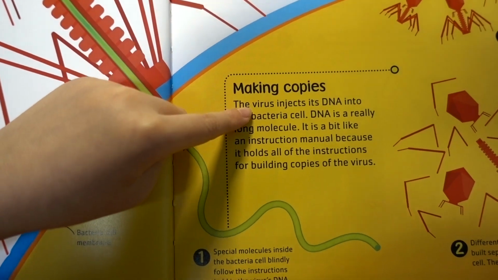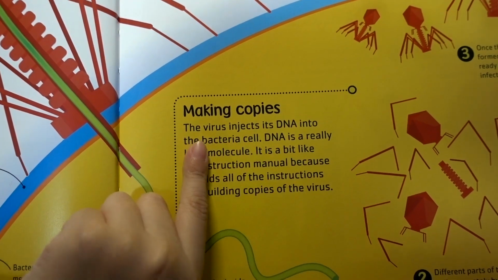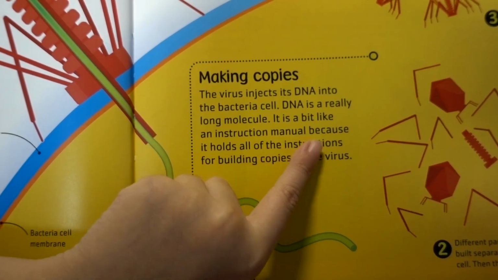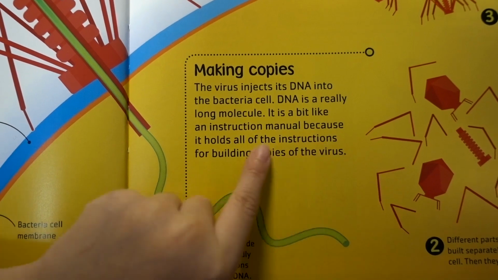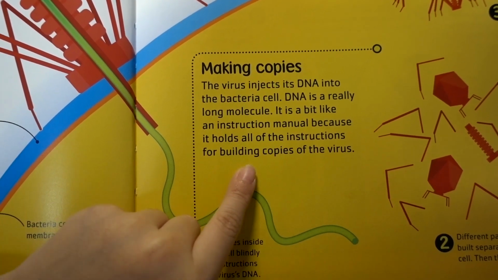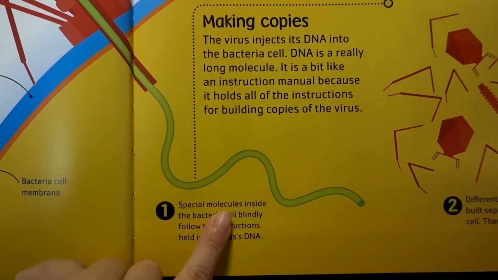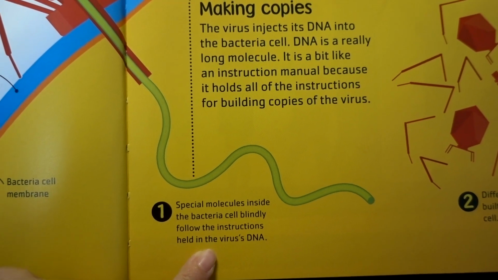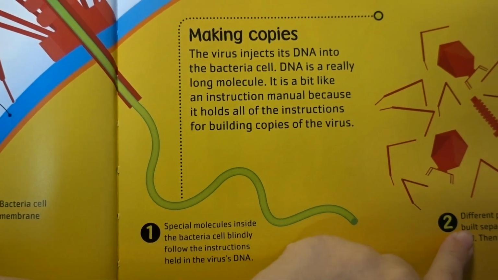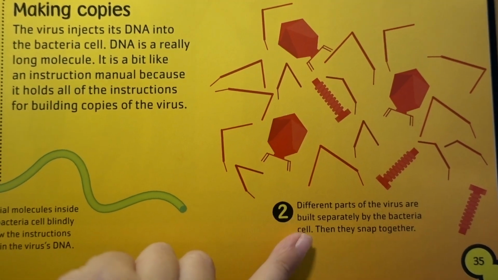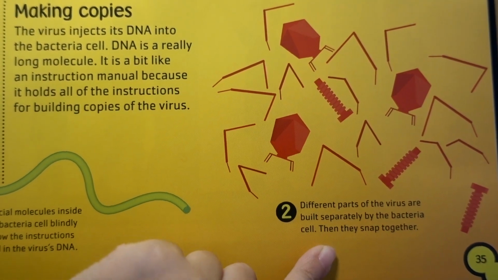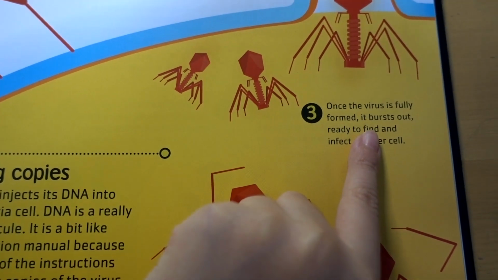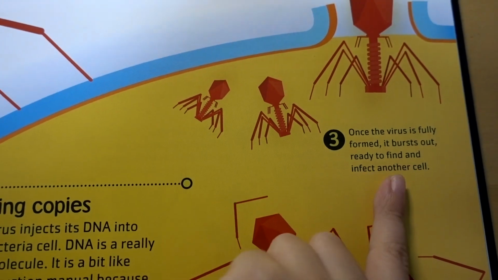Making copies. The virus injects its DNA into the bacterial cell. DNA is a really long molecule. It is a bit like an instruction manual because it holds all of the instructions for building copies of the virus. Special molecules inside the bacterial cell blindly follow the instructions held in the virus's DNA. Different parts of the virus are built separately by the bacterial cell. Then they snap together. Once the virus is fully formed, it bursts out, ready to find and infect another cell.